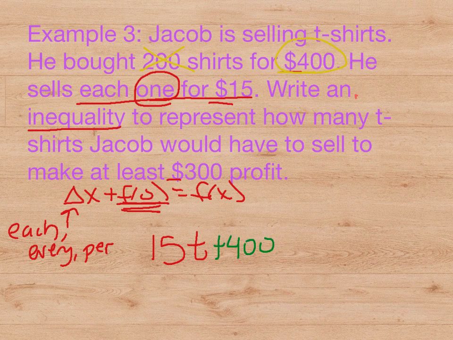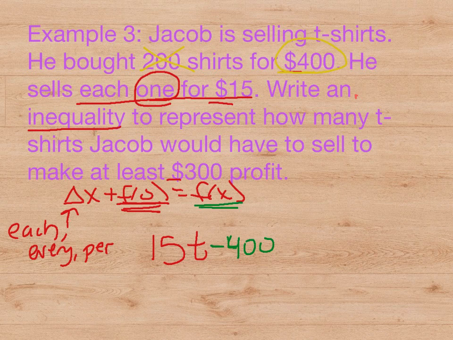Now let me go back actually, because we have to think about our positives and negatives too. If we're trying to make money and he bought $400 worth of t-shirts, that money is actually not positive money that he's making and putting in his pocket. That money was money that we just had to start out with at the beginning, and we spent it. So that $400 is actually going to be a negative. So, negative $400. Okay, now I'm looking for my f of x.